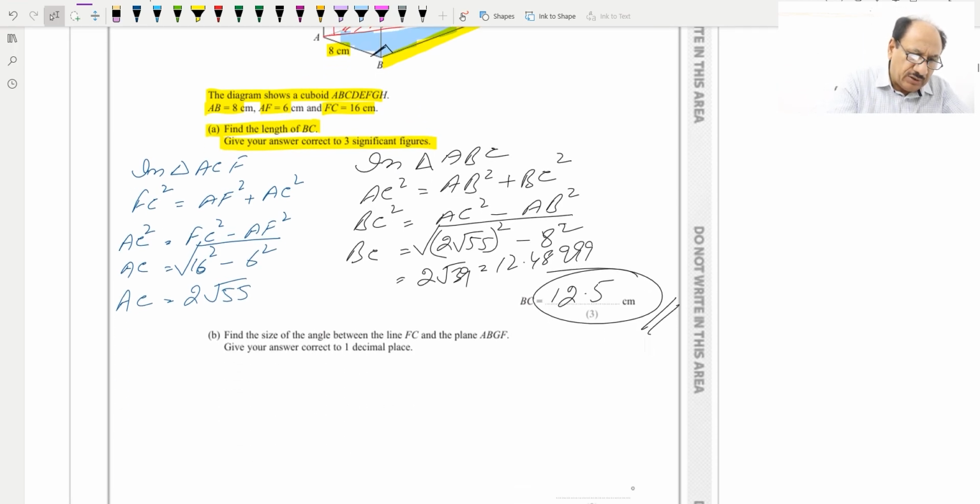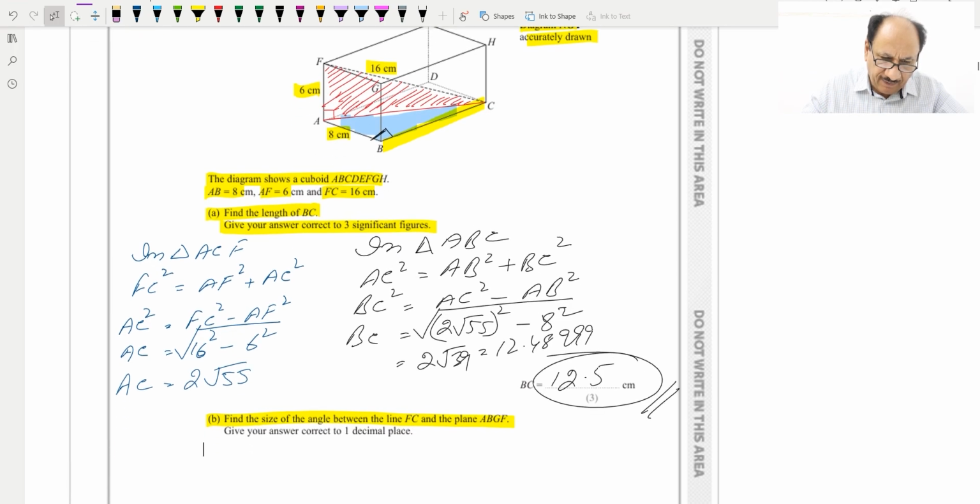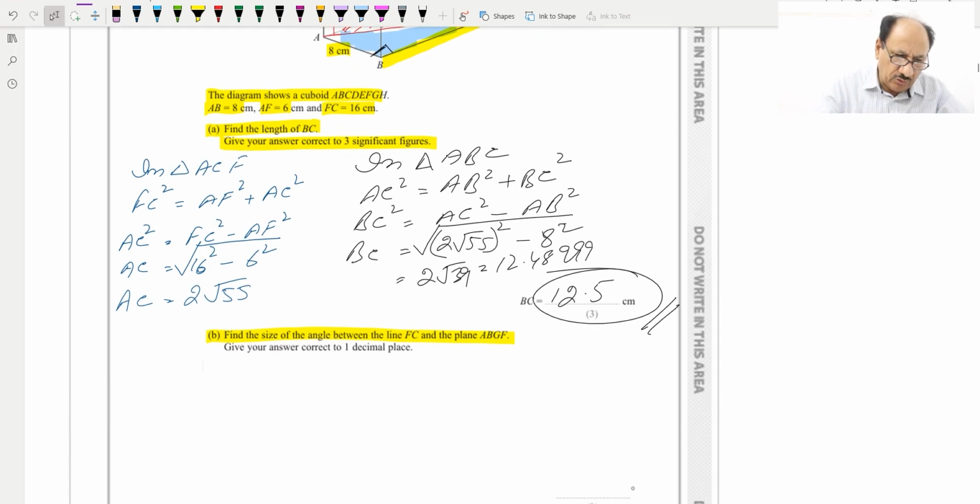Now for part B, we can find the size of the angle between the line FC and the plane ABGF. So FC is which one? FC, okay. So FC and the plane ABGF. So AB and GF. So we need the angle between that one. Okay, give your answer correct to one decimal place. So this is what they are asking.